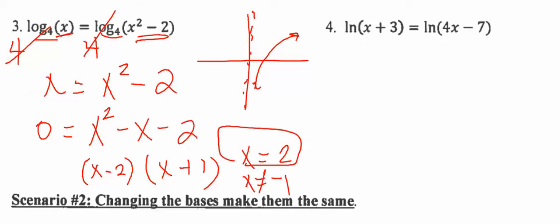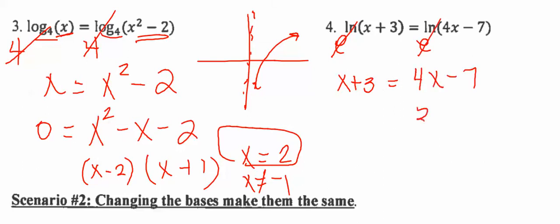If I look at number 4, because I have ln on both sides, remember ln is the natural log. The base of the natural log is e, which is approximately 2.7. To get rid of ln, to be able to cancel it out, I'm going to turn these into an exponent by making e the base. So it's e to the ln of x plus 3 and e to the ln of 4x minus 7. So e to the ln cancels out, that makes 1, so I'm left with x plus 3. E to the ln cancels out, so I'm left with 4x minus 7.